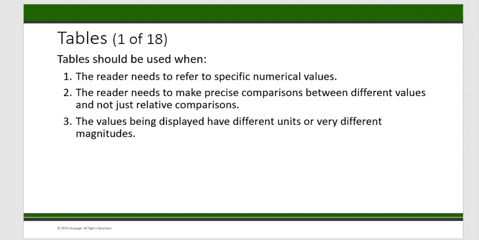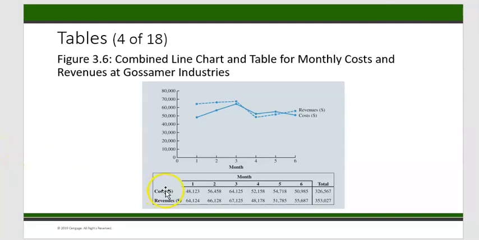An example for that is given on this slide over here, where the chart represents the trend by month in both revenue and cost, and the table beneath the chart gives you the option of reading off the exact values for revenue and cost, and then refer back to the chart if you want to. So a combined line chart and a table can sometimes give out more information if you're interested in precise comparisons and you want to refer to specific numeric values.